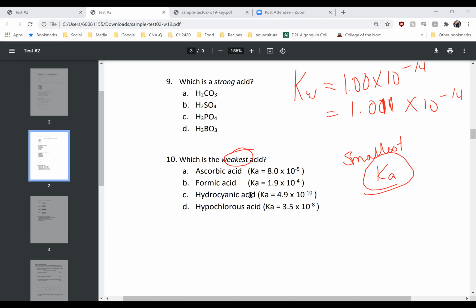Ka, which would be, I'm going to pick up the speed a bit here, I'm just going to tell you, C. This is the smallest number. This is a number that has 9 decimal places in front of it, whereas the others have 7, 4, and 3. So this is by far the smallest. Hydrocyanic acid. Interesting. Not an acid I've dealt with before.